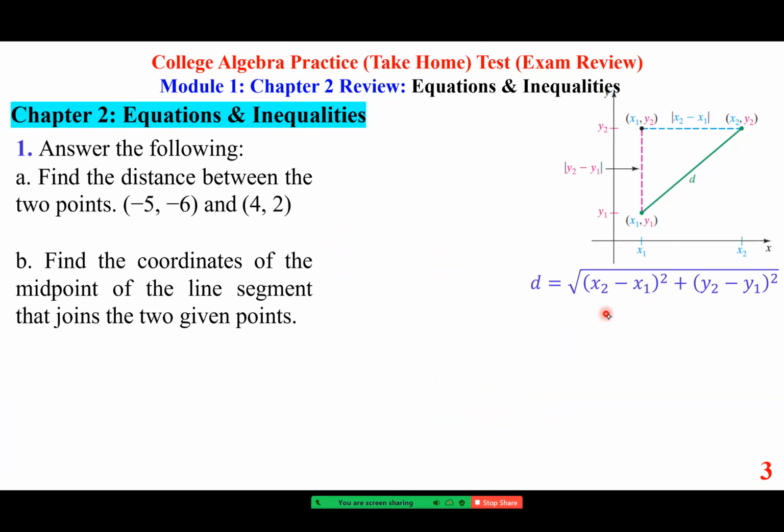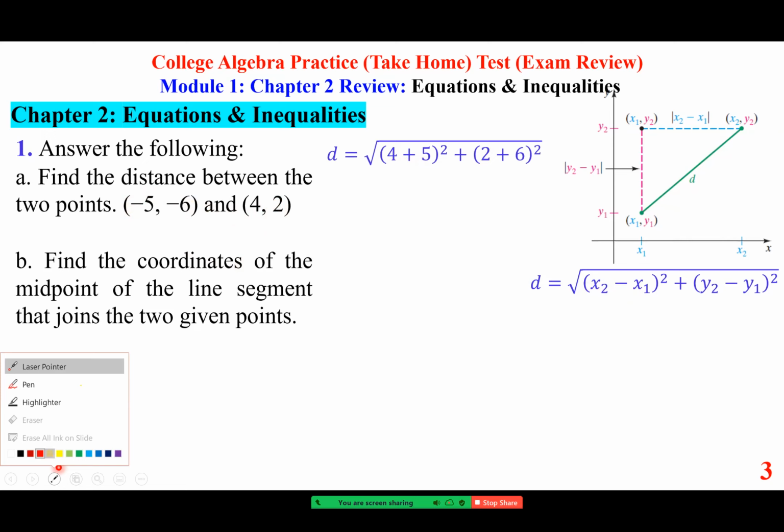Distance is the square root of x sub 2 minus x sub 1 quantity squared plus y sub 2 minus y sub 1 quantity squared. And we are going to plug in. Now, here's the x sub 1, here's the x sub 2. In any order, it doesn't matter because it gets squared. Here's y sub 1, here's y sub 2. Let's just plug in. So 4 minus negative 5, 4 minus negative 5, and 2 minus negative 6. Of course, this means positive. So this is 4 minus negative 5. This is 4 minus negative 5. This is 2 minus negative 6.